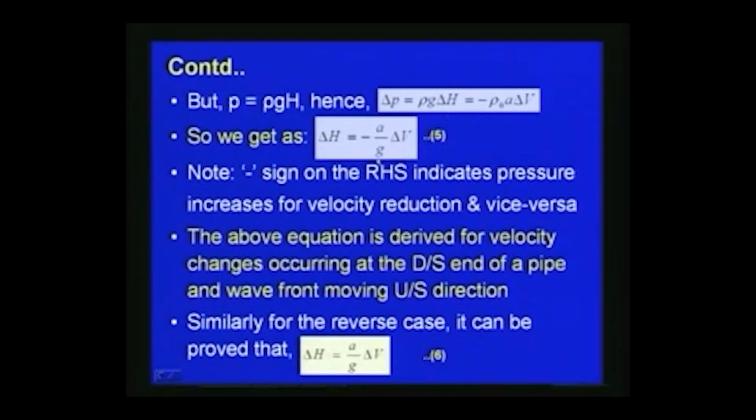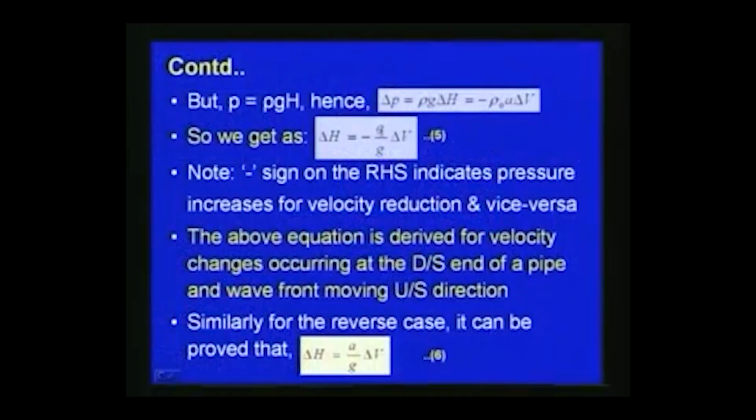If you consider water hammer, with respect to water movement, the change in density will be much less, so we can cancel rho with respect to rho 0. So we get delta H is equal to minus A by g into delta V, as in equation number 5. Please note that the negative sign on the right hand side indicates pressure increases for velocity reduction and vice versa. The pressure increases when the velocity is reducing, and vice versa.